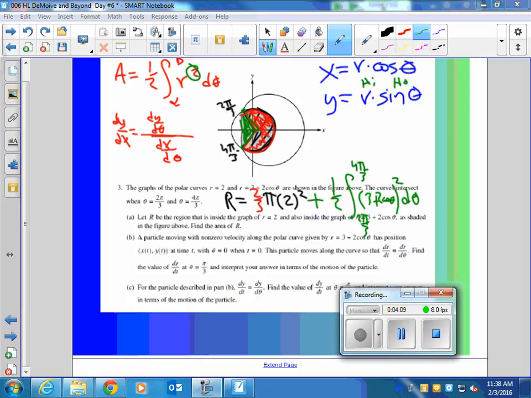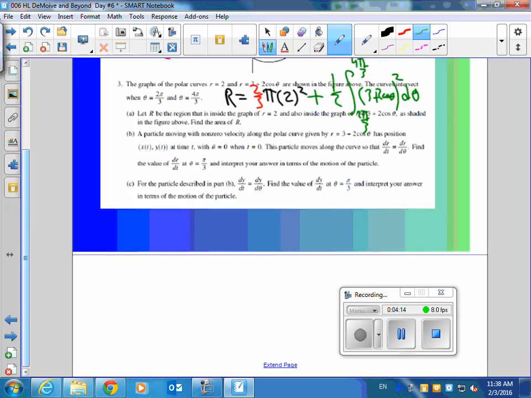It says a particle moving with a non-zero velocity along the polar graph of r equals 3 plus 2 cosine theta has a position vector of x of t, y of t at time t. The particle moves along the curve in such a way that dr/dt is the same as dr/d theta. All they're saying is that when you find dr/d theta, you're finding dr/dt. That's to help make things a little simpler. So in part B, it says find the value of dr/dt.